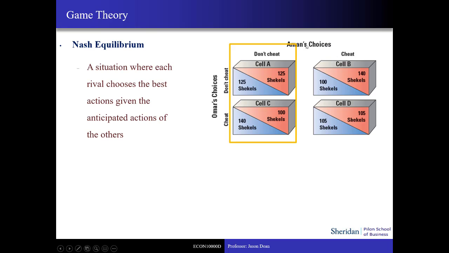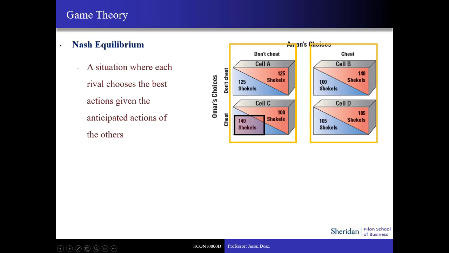So let's suppose that Aman doesn't cheat. Okay, so if Aman does not cheat, then what is Omar's best choice? Well, Omar's best choice would be 140 shekels, right? We're comparing 140 to 125. So if Aman doesn't cheat, the question is, should Omar cheat or not cheat? Well, his best option would be to cheat, because if Aman doesn't cheat, he can get 140 shekels if he cheats. What if Aman cheats?